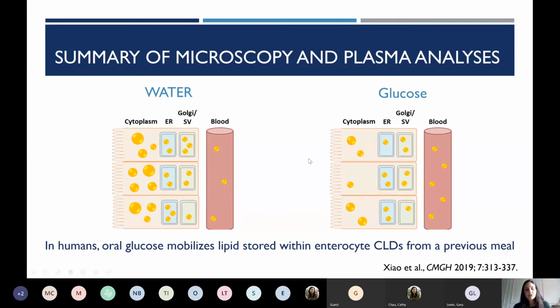But if you compare that to glucose, when they drink glucose, you see fewer CLDs in the cytoplasm, and the ones that are there are smaller. And there's also less in the secretory pathway. There are more chylomicrons within the blood. So this really suggests to us that in humans, oral glucose is mobilizing those enterocyte CLDs from the intestine.